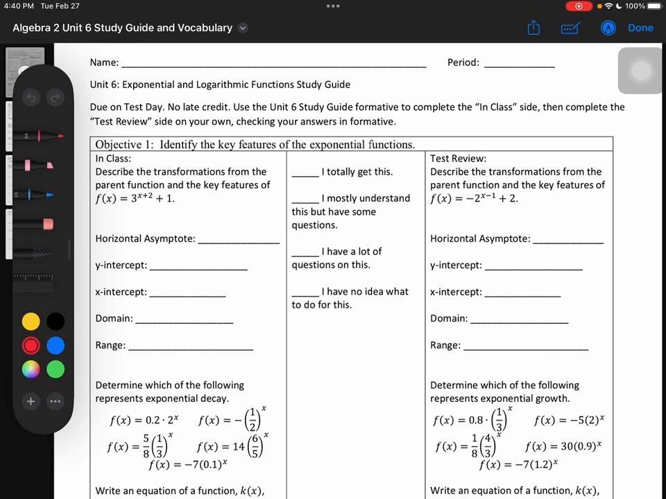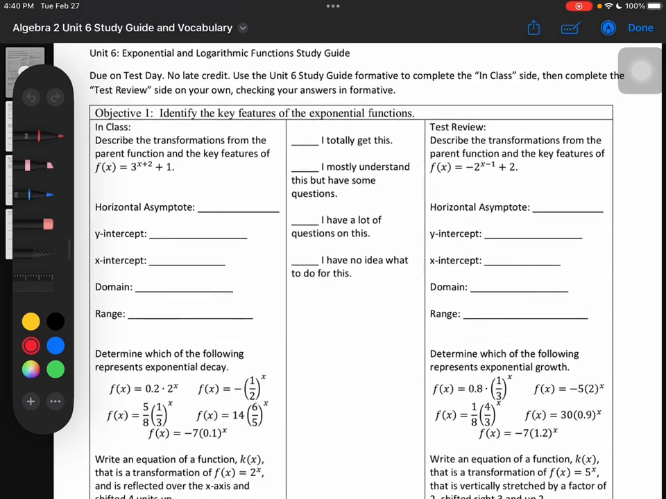So we are going to go through the in-class review side of this. And then you will have the opportunity to determine, how do you feel on this material? And then you will go through and do the test review questions, okay? So that's kind of how today's going to go.